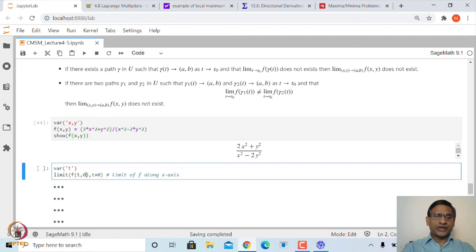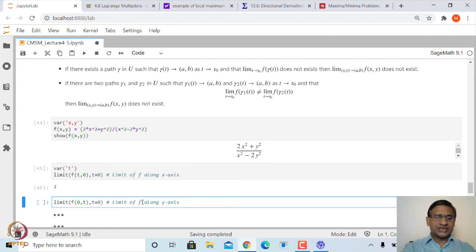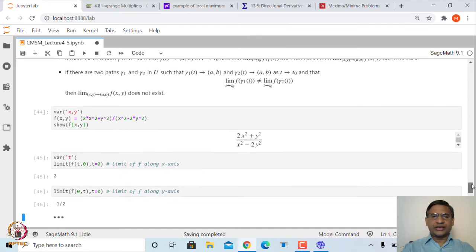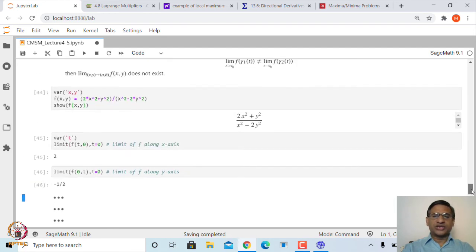So, that means we are taking y equal to 0, which is nothing but the x axis. So we are finding the limit of this function along the x axis at (0,0), and this is equal to 2, whereas if I find the limit along x equal to 0, that is along the y axis, this limit is minus half. So for this function the limit along the x axis is 2, the limit along the y axis is minus half, therefore this function does not have a limit at (0,0).